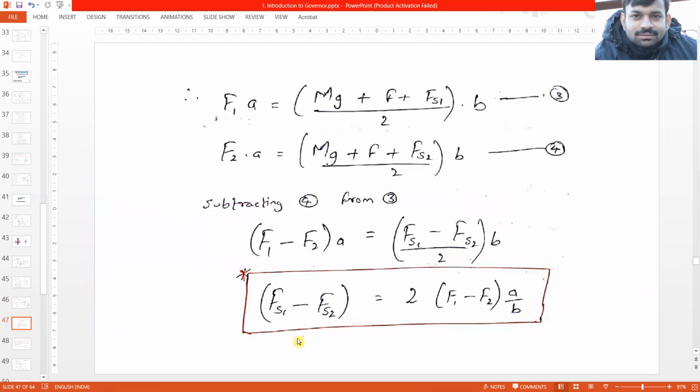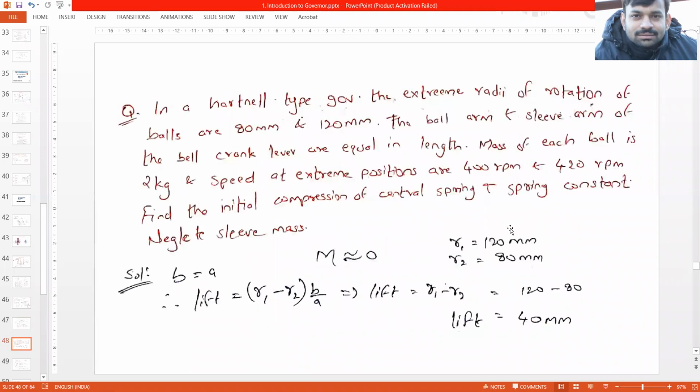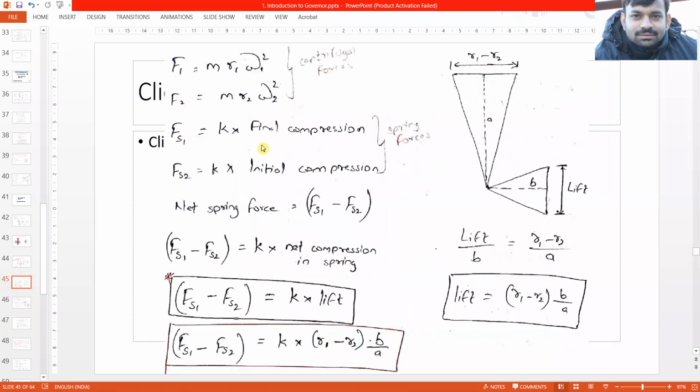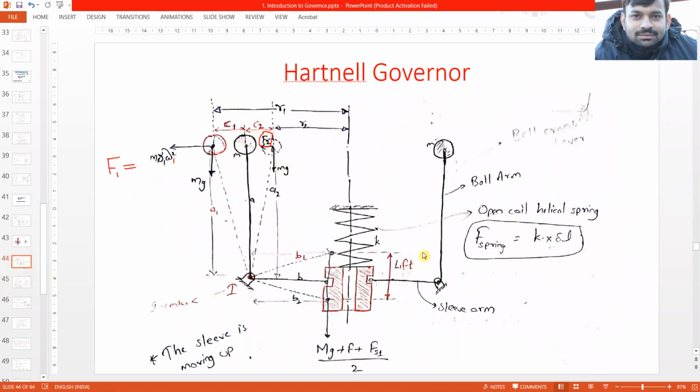Now we'll subtract these two equations and we'll get the spring force. The difference in spring force is equal to 2 into F1 minus F2, divided by A by B, multiplied by A by B. This F1 and F2 are the centrifugal forces at different positions. All right. So this is what we are going to use while studying the Hartnell governor.